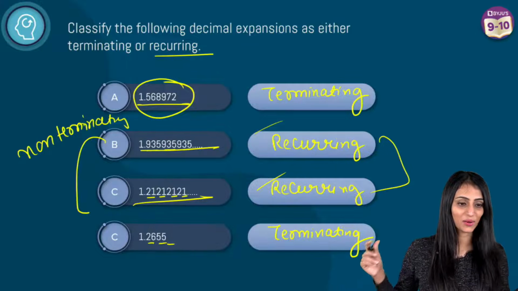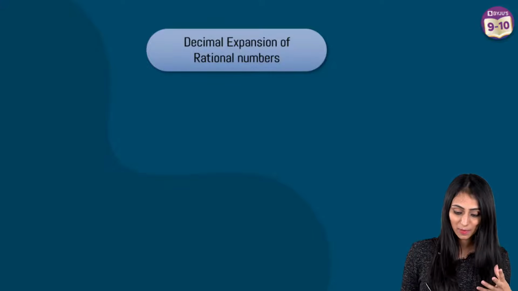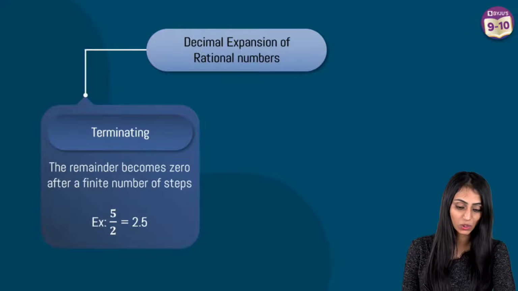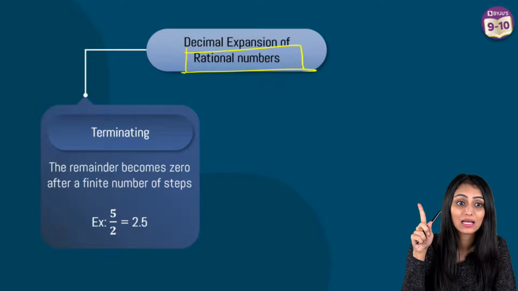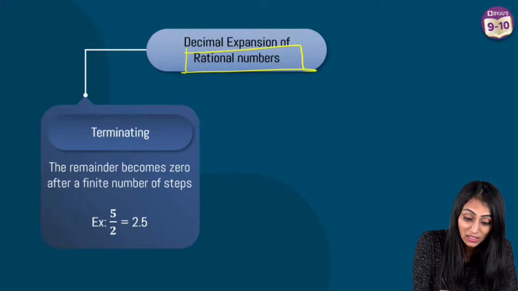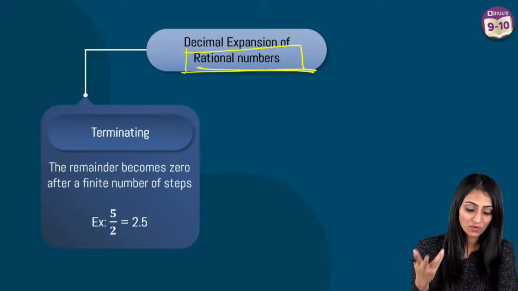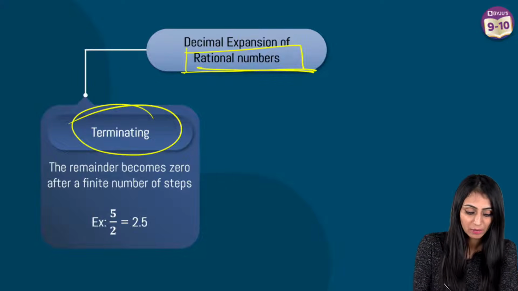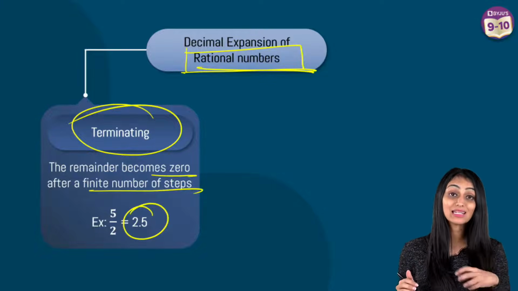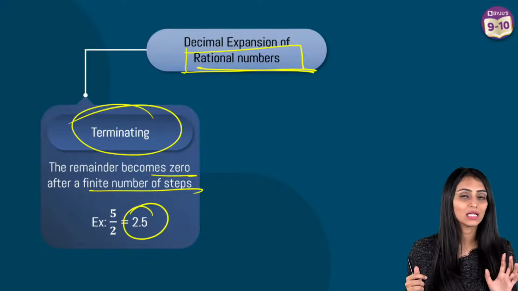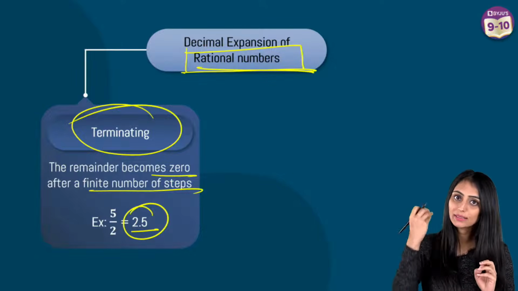Clear? Okay, great. Let's move ahead. So now we will talk about these decimal expansions in detail. The decimal expansion of rational numbers. See, in today's session we talked about rational numbers as well as irrational numbers. Right now I am talking about rational numbers. Don't get confused. If you talk about the decimal expansion of rational numbers, they will be terminating. The remainder will become 0 after a finite number of steps. Like if I give you 2.5 and ask you whether it is rational or irrational, you would straight away say it is rational. Reason being, it has a terminating decimal expansion. Just by looking at the decimal expansion, you can tell it.